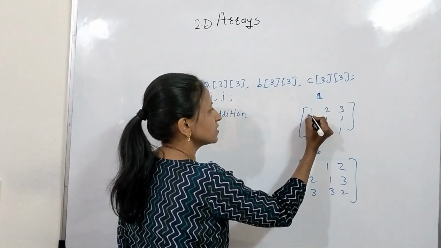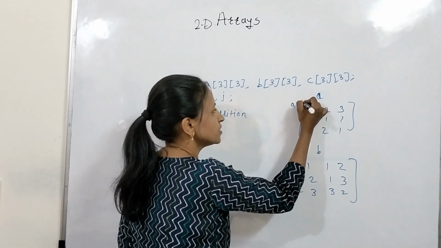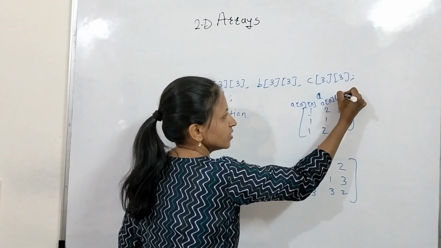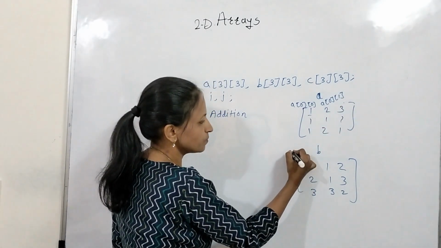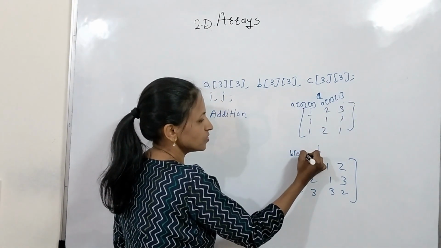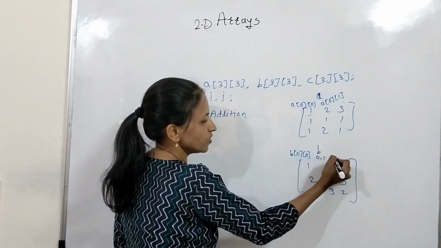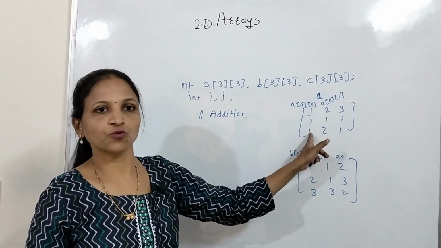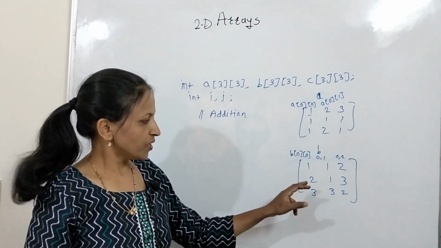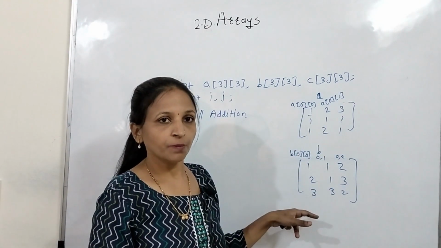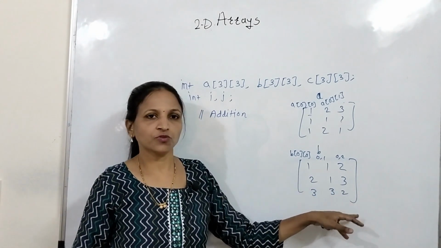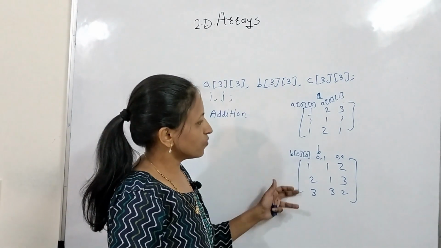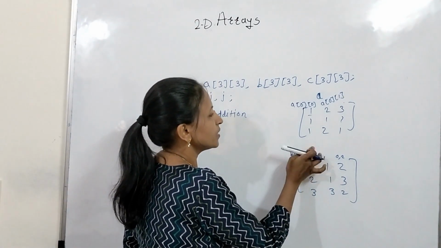See, this element is nothing but A of 0 0, then A of 0 1, in this way, then 0 2, and this one is B of 0 0, then 0 1, 0 2. In this way all the elements. Then this one is 1 0, 1 1, 1 2, 2 0, 2 1, 2 2, and B of 1 0, 1 1, 1 2, B of 2 0, 2 1, 2 2. In this way all the elements of the matrix. Then suppose I want to calculate the addition of this A matrix and B matrix.